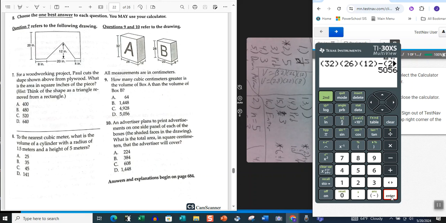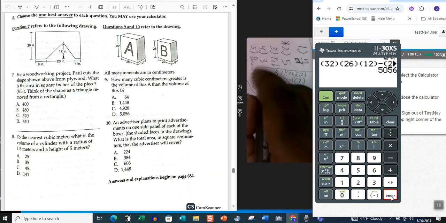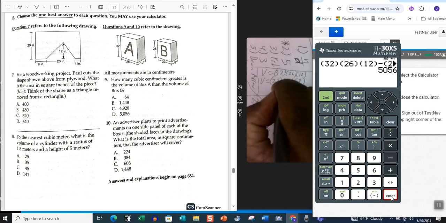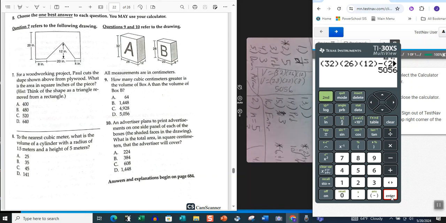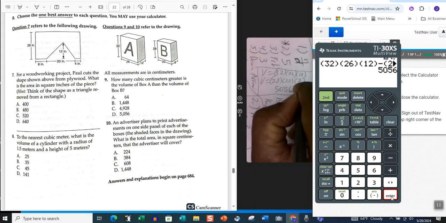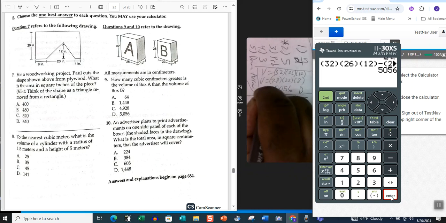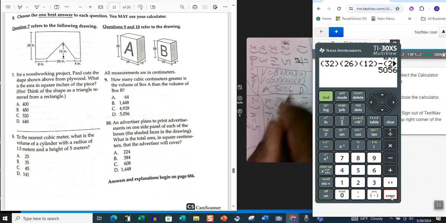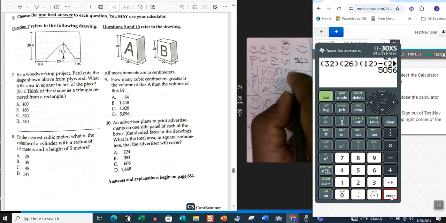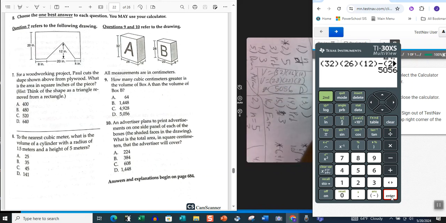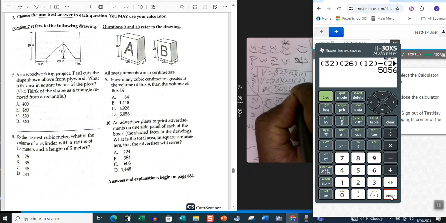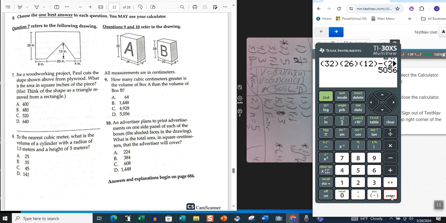So when we subtracted these, the larger one is 5,056 cubic centimeters more. So your answer here would actually be D. The difference in the volume is 5,056 cubic centimeters, and so that'll be D. All right, so that took care of problem number 9.